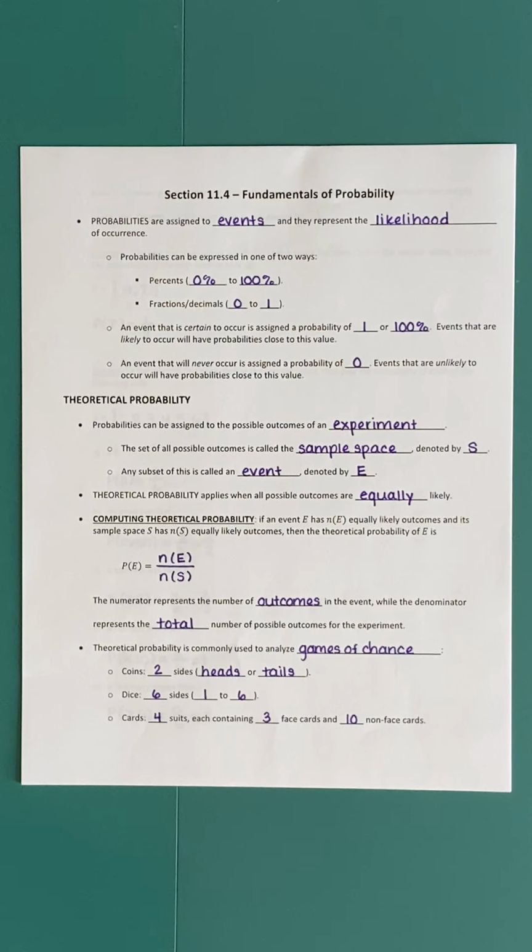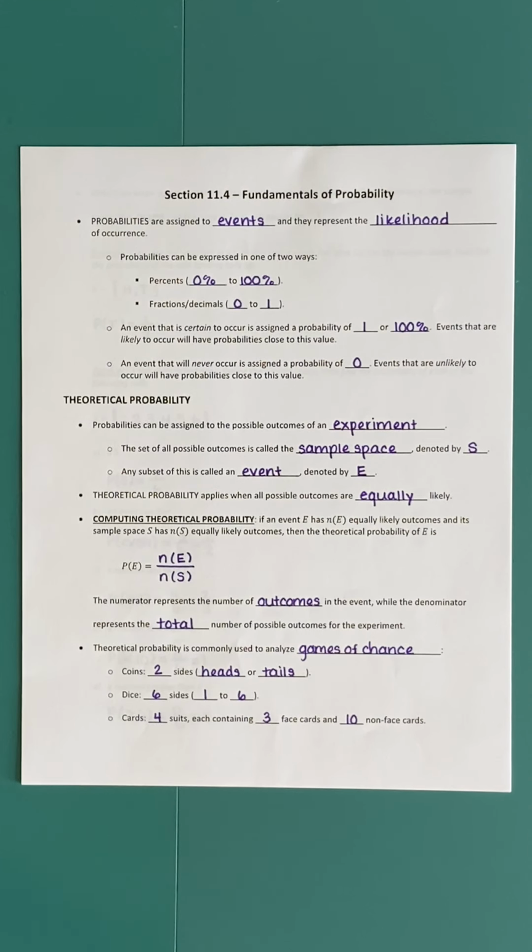So any event that is certain to occur, in other words, it automatically has to happen, 100% positive, we know it's going to happen, that's always going to be assigned a probability of 1 if we're going to use a fraction or a decimal, or 100% if we're using a percentage. So events that are likely to occur, maybe they're not guaranteed, but they're likely to occur, are going to have probabilities that are close to this value.